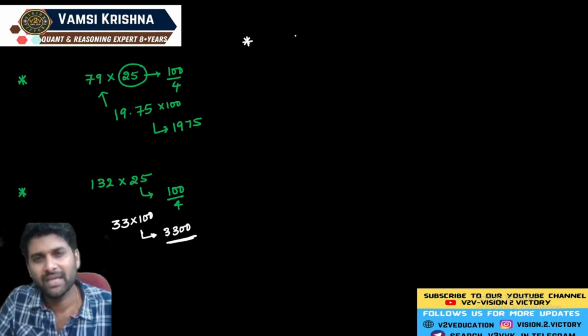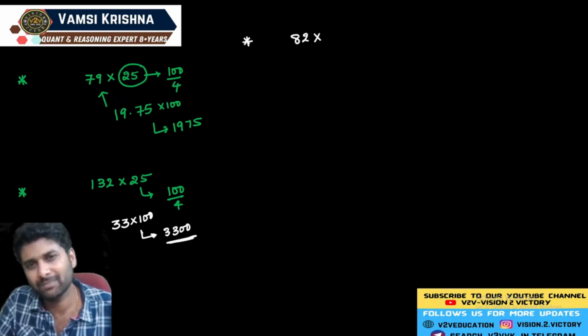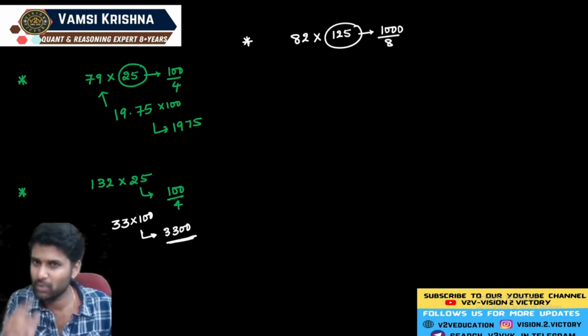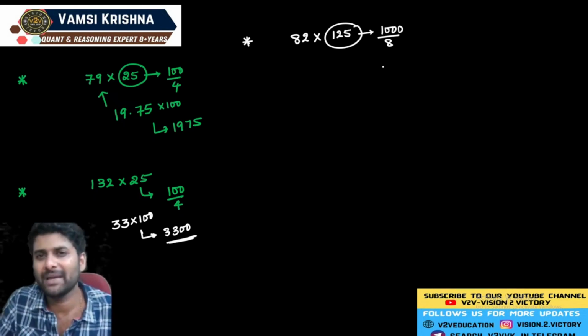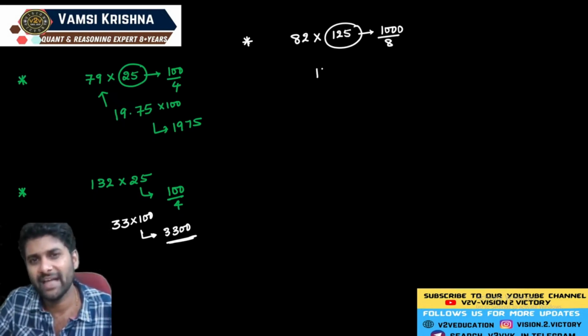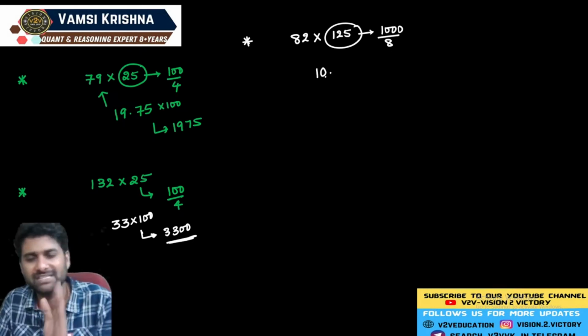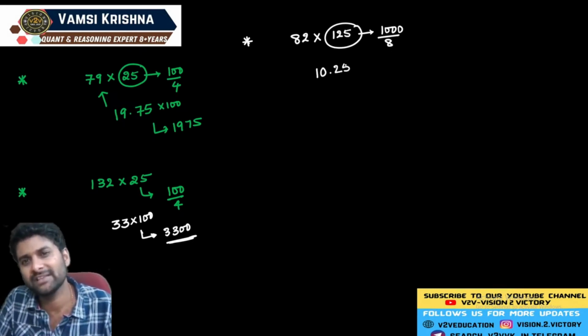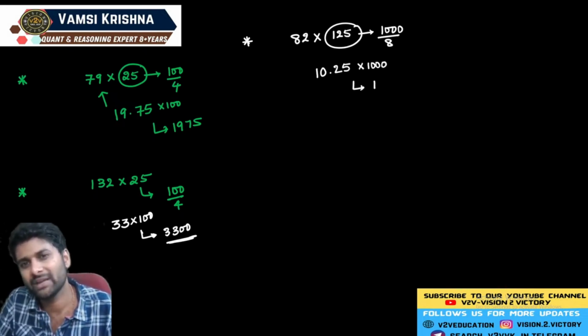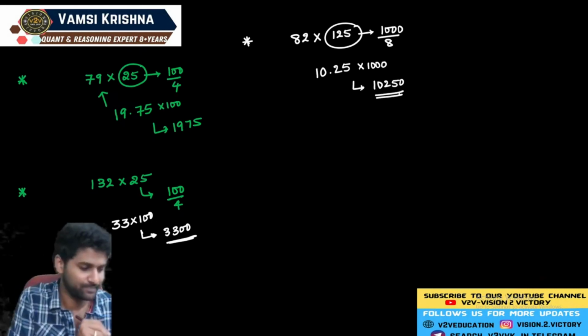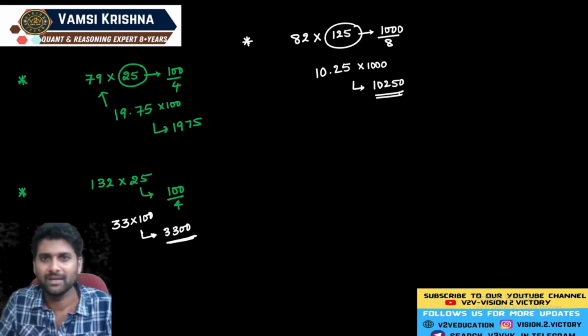Now see, for example, 82 multiplied by 125. You already know that 125 means it's a value of 1000 by 8. 1000 by 8 is exactly equal to 125. Now 8 into 82. You already know that 8 tens are 80. We have decimal 20. 8 twos are 16. Now 10.25, if you multiply it by 1000, now you will get the answer 10,250. It's a value of 10,250.